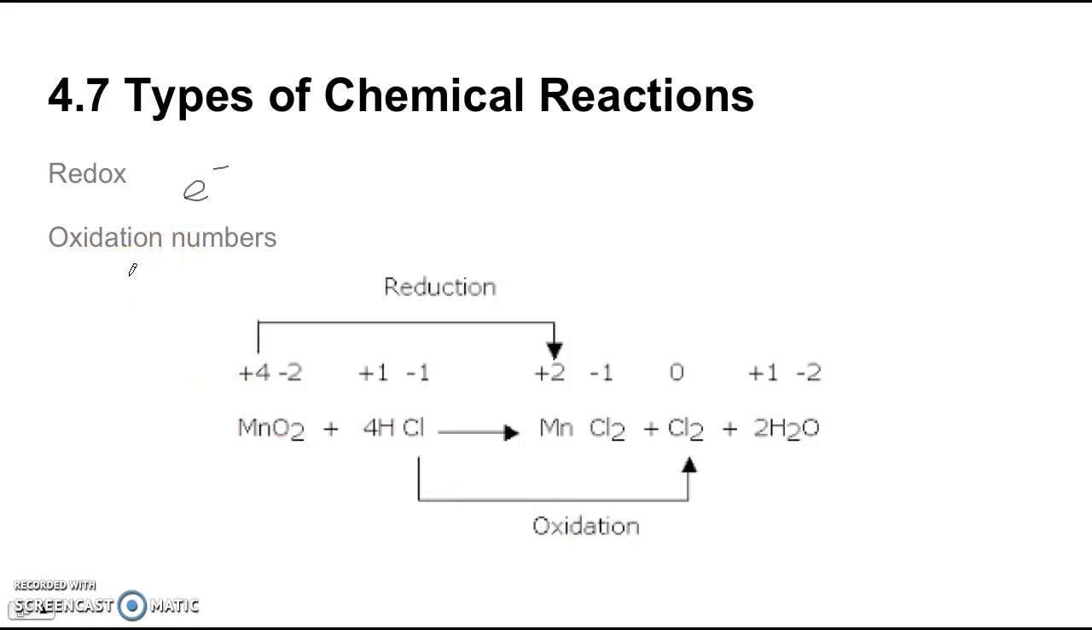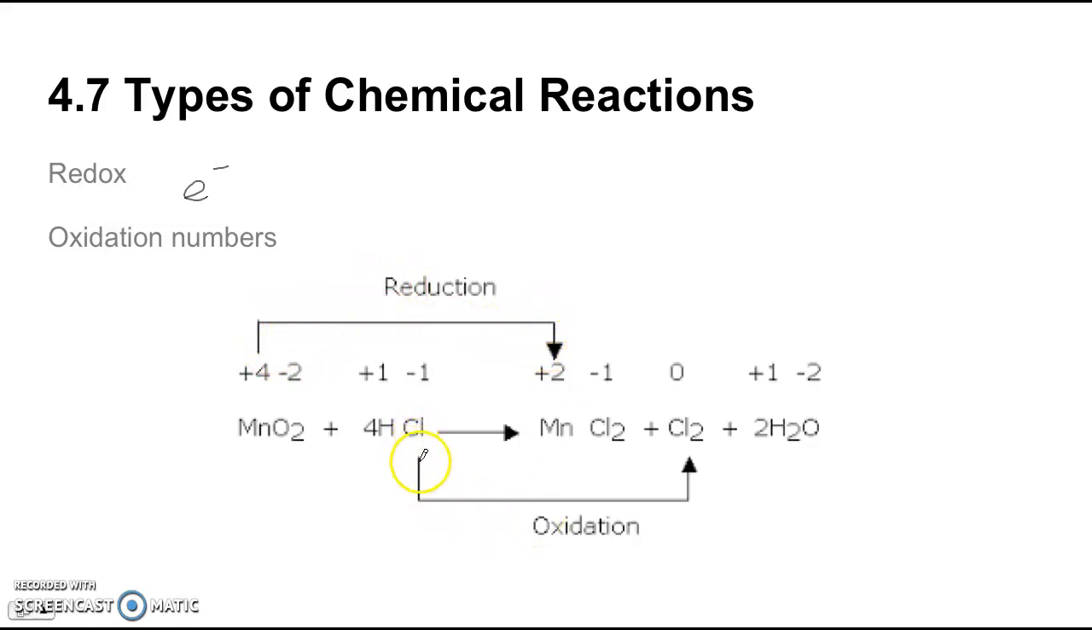And reduction is shown as a decrease in oxidation number. In this case, we have manganese. It goes from a +4 to a +2. So manganese is being reduced. And what that really means is when something's being reduced, you're increasing the number of electrons. So it's gaining electrons. So reduction is defined as a gain in electrons.